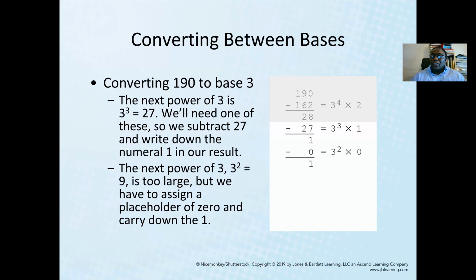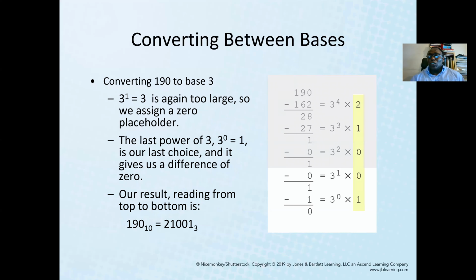Then next, we do the same thing. We need 3 to the power 1. So 3 to the power 1 again is 3. 3 is too big, so we put 0. Then the last value, of course, will be 3 to the power 0. 3 to the power 0 is 1, so we keep 1.